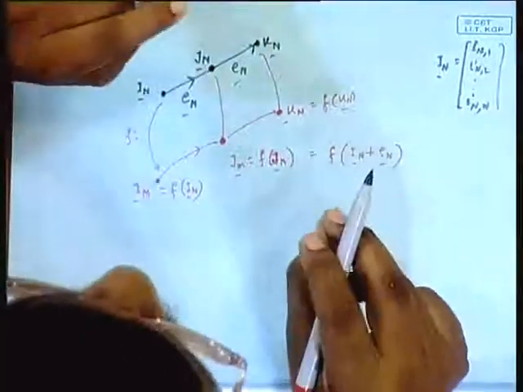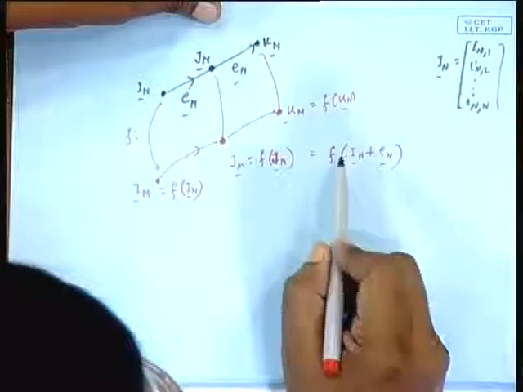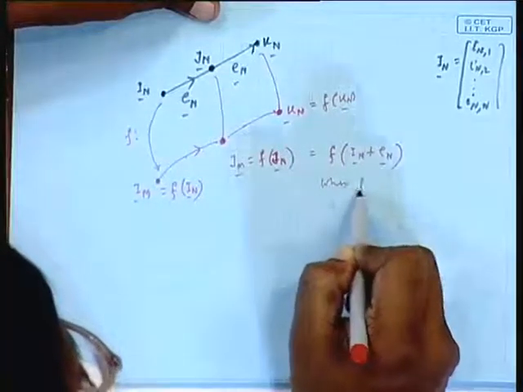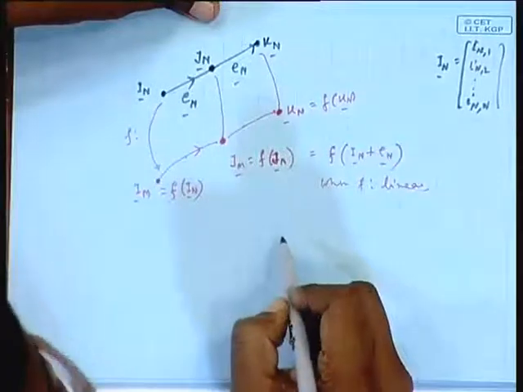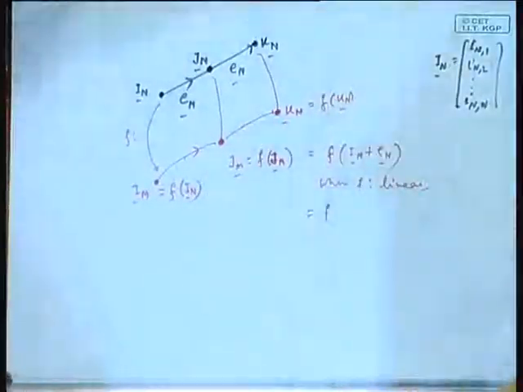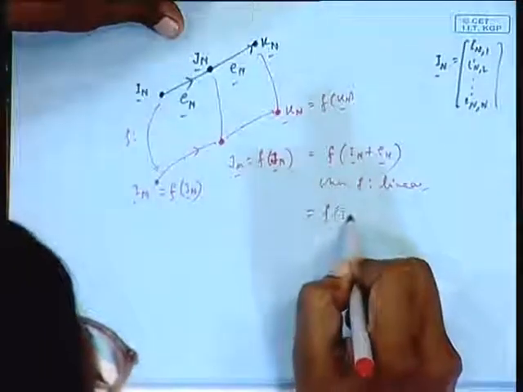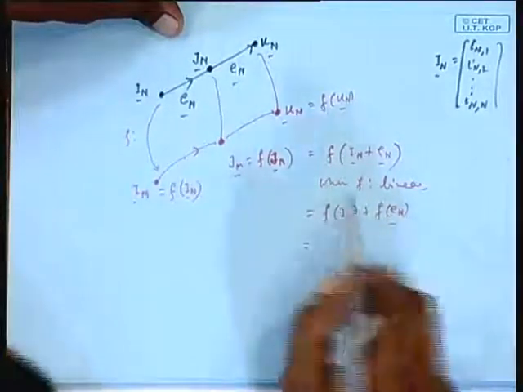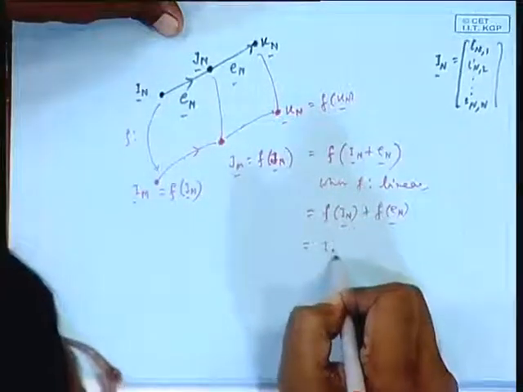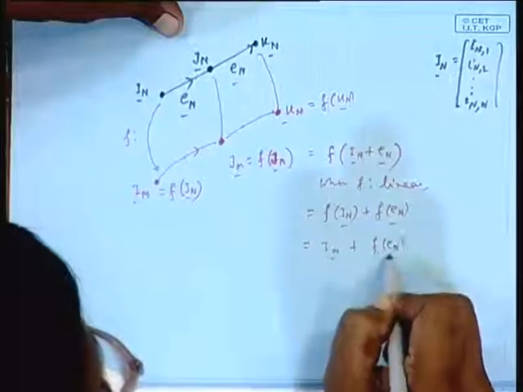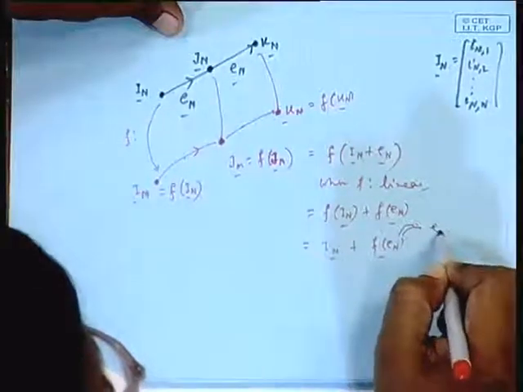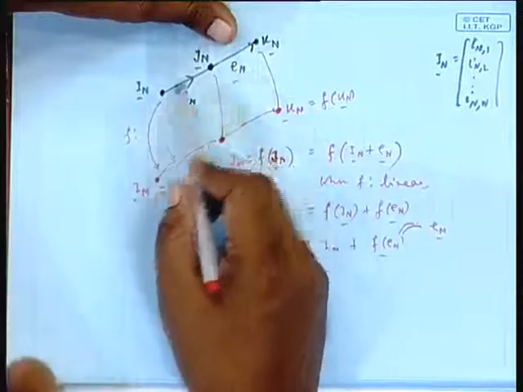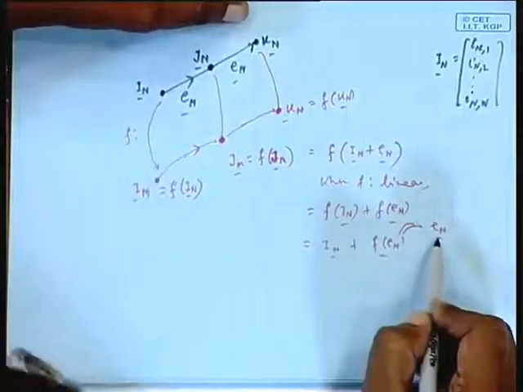Suppose I want this function to be linear. If it is linear, f of I n plus E n is f of I n plus f of E n. f of I n I know, f of I n is here I m, and plus this guy f of E n, you can give it a name also, E m. This E n I have taken is a vector, f of that I also know, I am giving it a name E m.